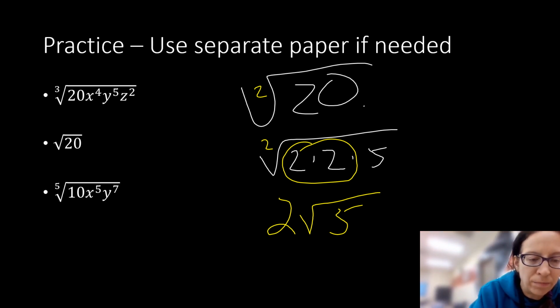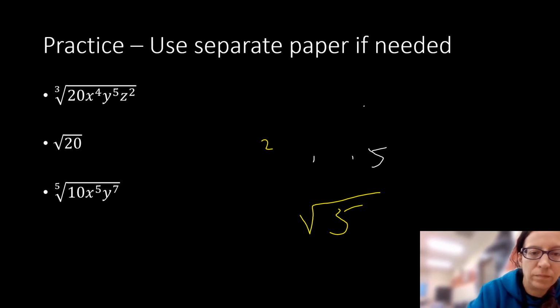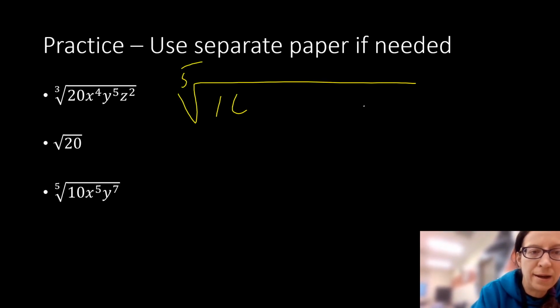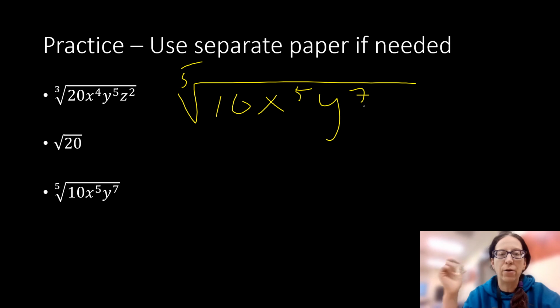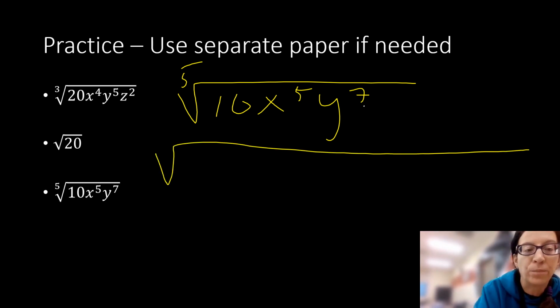That leads us to our last problem, which is the fifth root of 10x to the fifth, y to the seventh. Now, some of you are already getting to the point where you're like, okay, the fifth root of x to the fifth is x. I don't need to take the x's apart. Or you could say, well, the fifth root of y to the seventh, 5 of the y's are going to come out, and I'm going to be left with 2. And you start noticing these patterns. Totally 100% okay. You do not have to show out that prime factorization as soon as you are comfortable not showing it out. Do it for as long as you need to.